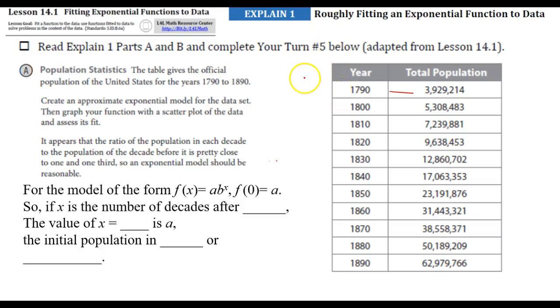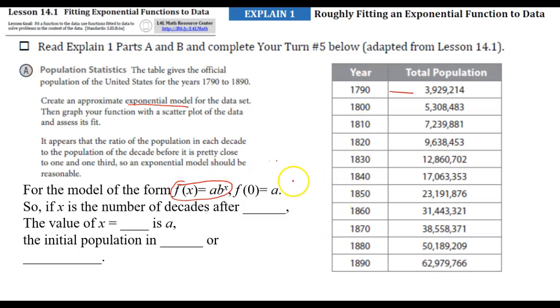All right, so we are back to 14.1, fitting exponential functions to data. We're given a table of values to record the population of the United States for the years 1790 to 1890, and we're asked to create an exponential model. It's going to give us a hint as to what function we should use to kind of graph this data.